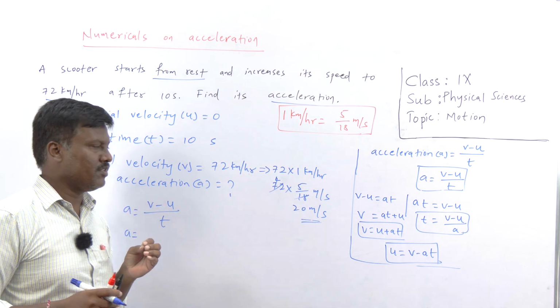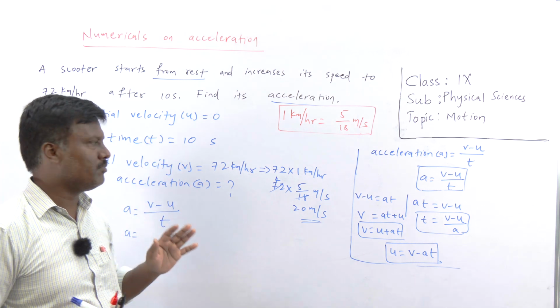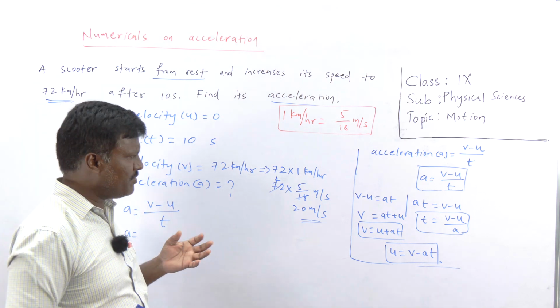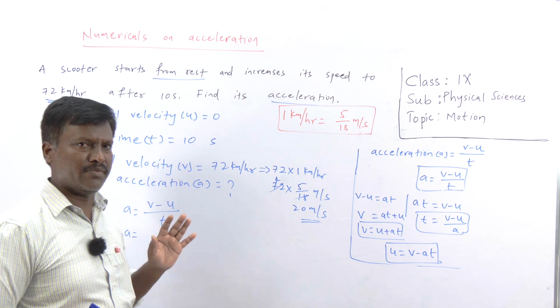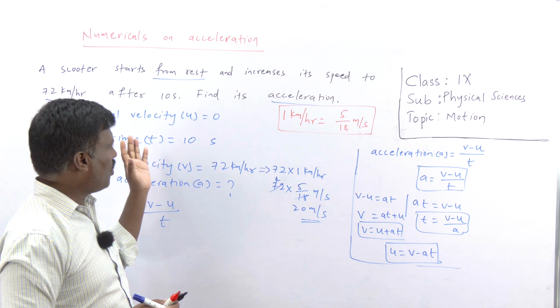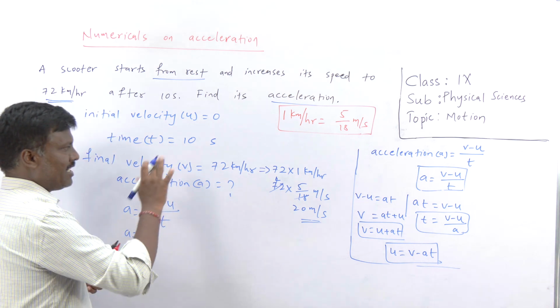Many of the students know the formula. They substitute the values and go on doing the problem without doing conversions. They commit mistakes. Most of the time students make this mistake. That is why, before solving a problem in physics, first you have to focus on units, whether all the given quantities are in one system or not. Okay, all are in the same system.